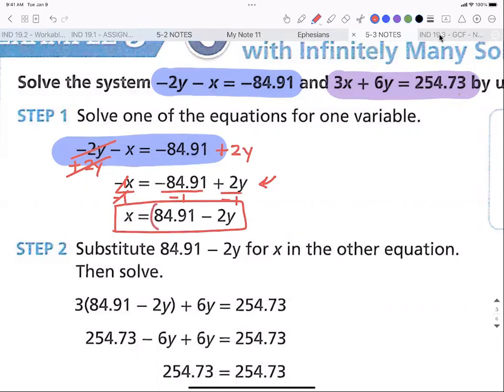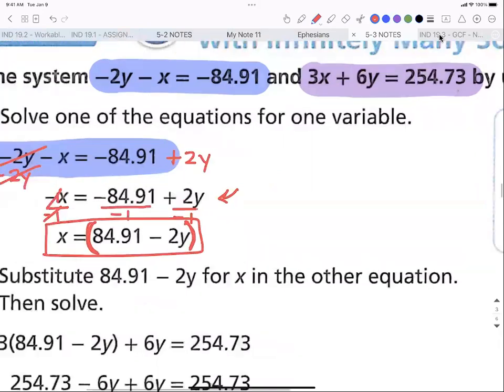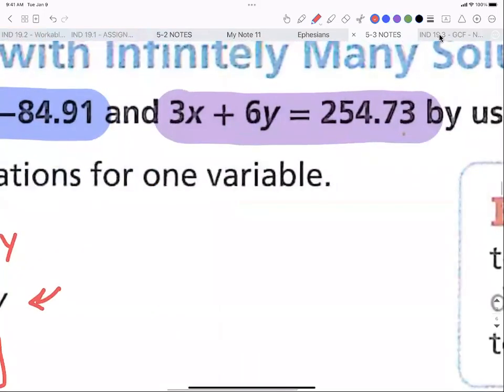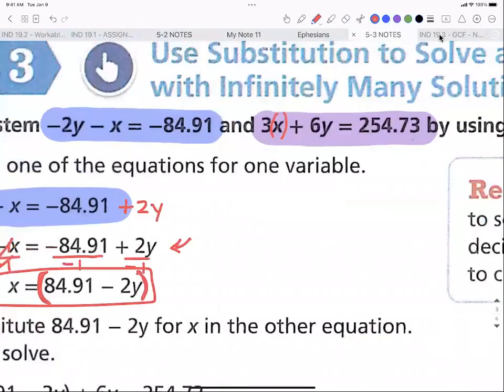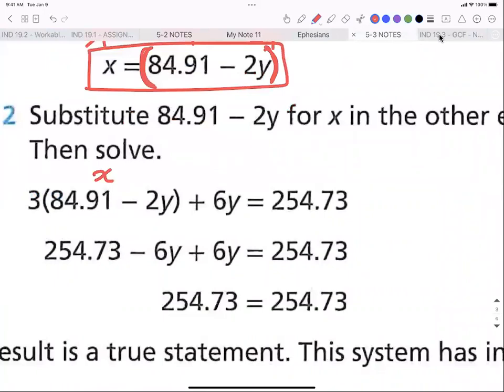Now, that becomes our clue. We solved for x, that becomes our clue. We go to the other equation, which was our purple one, and where there's an x, we're going to put parentheses. So what they've done here is, this was the x right here: 3x minus 6y equals 254.73. And they have substituted the clue, 84.91 minus 2y, in for the x. And now you distribute. 3 times 84.91 is 254.73, and 3 times -2y is -6y.